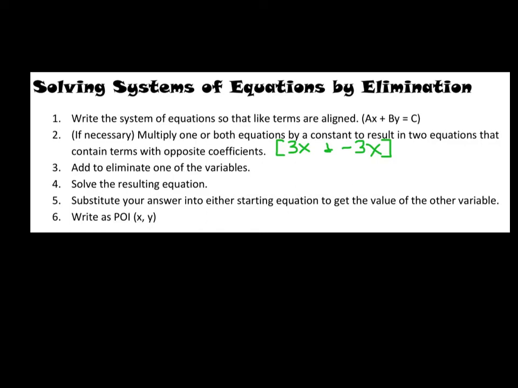Those are opposite terms in that if I were to add them together, of course my answer would be 0. The next step is to add to eliminate one of the variables. If you have these opposite coefficients, then when we add them, you're going to be able to eliminate that variable, and that's where it gets its name. Then we're going to solve the equation that results. Substitute your answer into either starting equation to get the value of the other variable. Then you will have both x and y, so you can write your solution as a point of intersection, x comma y.